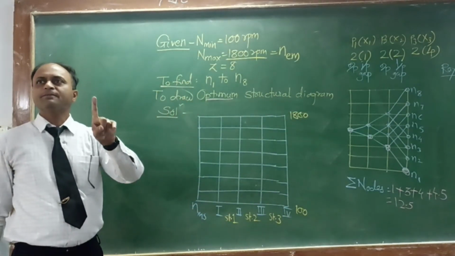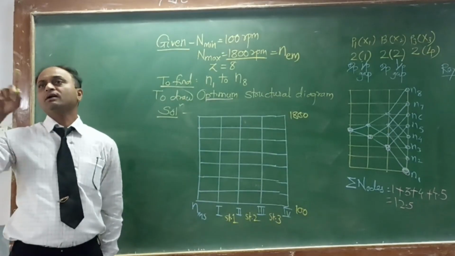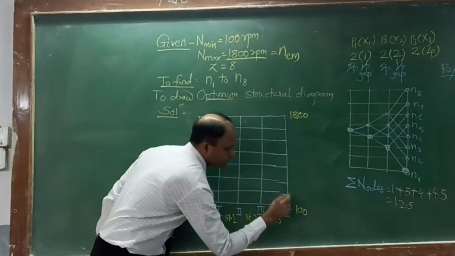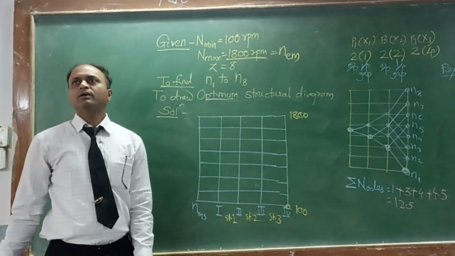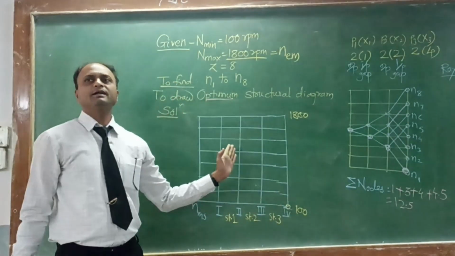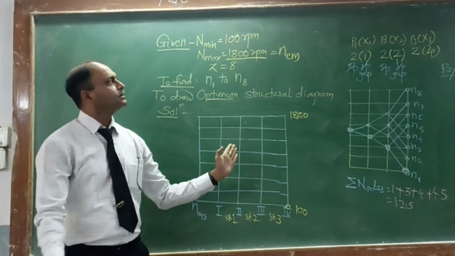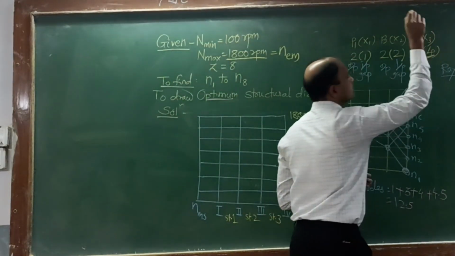हमें start कहाँ से करना है? मिनिमम स्पीड से और लास्ट शाफ्ट से. Okay, that means from where you have to start? You have to start from this. Okay, और यहां से प्रीवियस को कनेक्ट करना है. कैसे? How to connect? By maintaining a gap of 4.